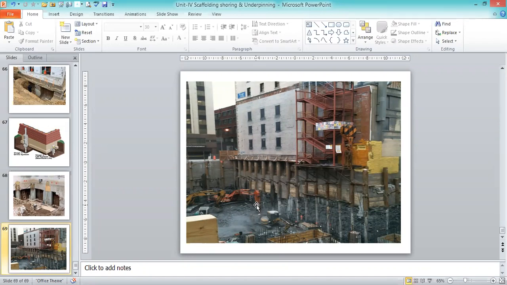Scaffolding you can understand in any construction, while walking through the streets where a new building is being constructed, and form work also you can understand very easily. But these are somewhat typical topics. You can understand underpinning and shoring operations only with visualization or a site visit.